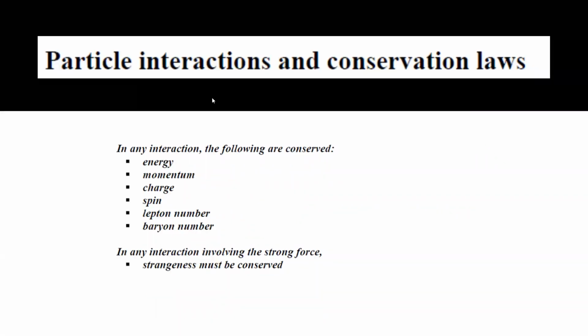Then when there is a particle interaction, what we have to check is that the following are conserved: energy, momentum, charge, spin, lepton number, baryon number. And in any interaction involving the strong force, like for example a strange quark, the strangeness should also be conserved. So we'll do some examples here.